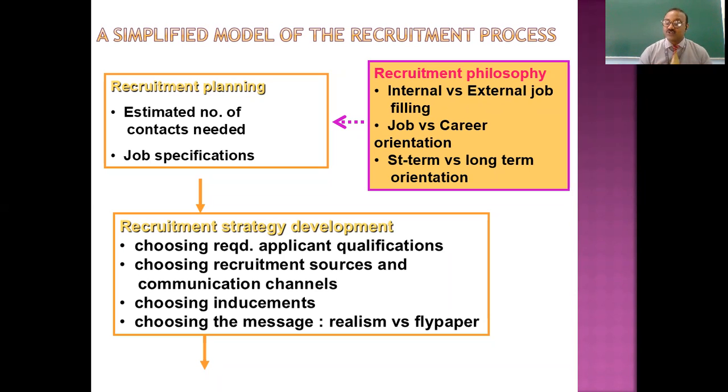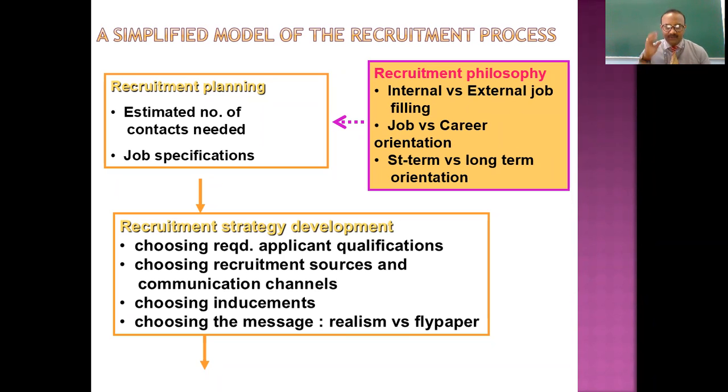And then you need to choose your channels. Which are the sources of recruitment channels that you have to target? And then what are you going to say? Inducements, right? So what are the attractive points that you're going to talk about your organization? Are you going to talk about organization culture? Are you going to talk about the workforce environment inside? Are you going to talk about diversity and inclusiveness? Are you going to talk about compensation, rewards, benefits, career growth?